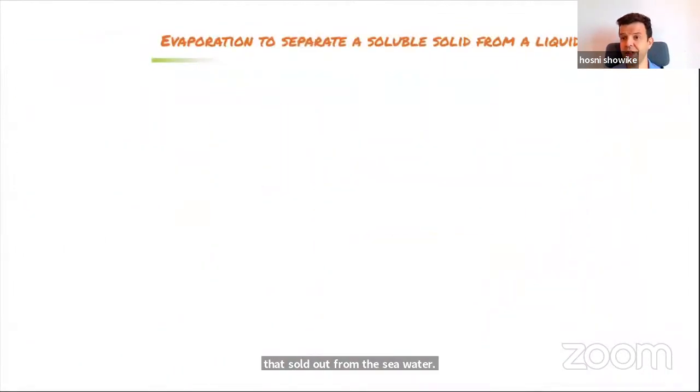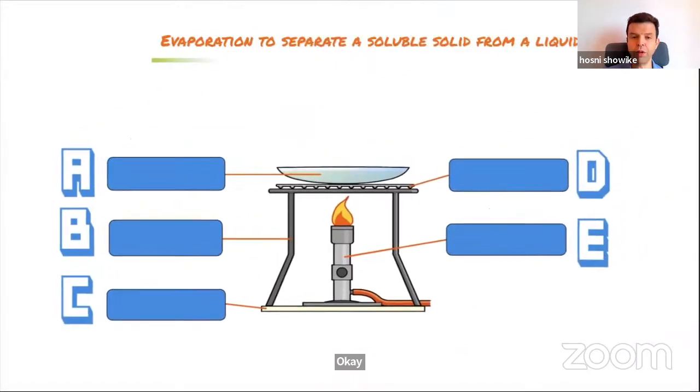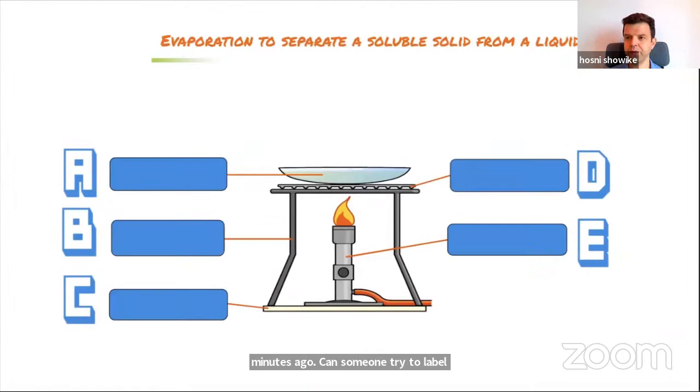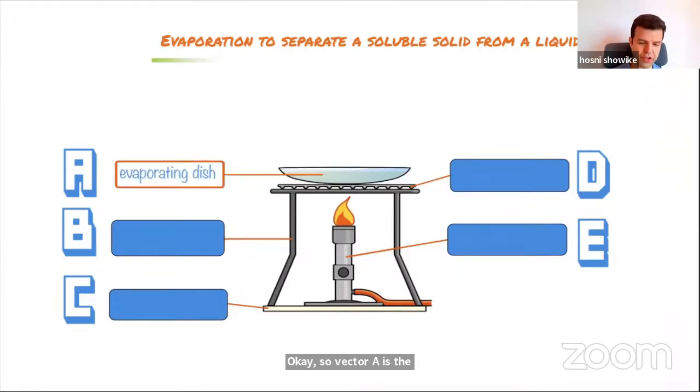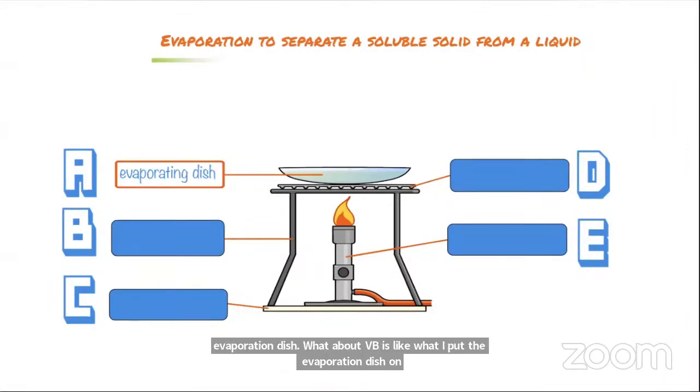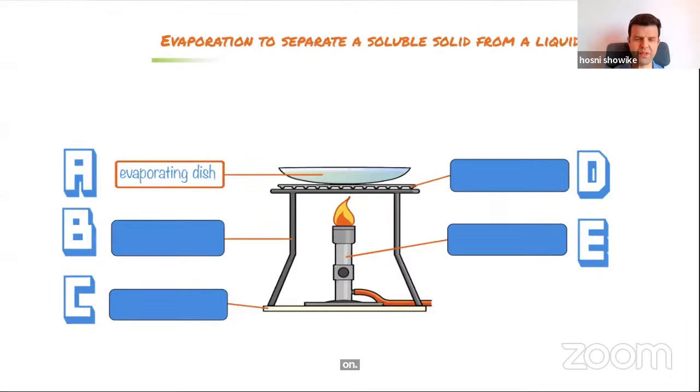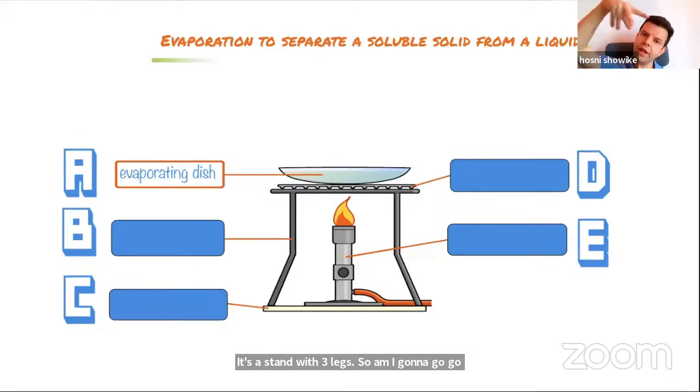Now, just like what Saif did a couple of minutes ago, can someone try to label this equipment? Someone who maybe didn't speak today. Freddy? Yes, Master. If you could just raise your voice so I can hear you. Okay, so letter A is the evaporation dish. Evaporation dish. What about B? B is what I put the evaporation dish on. Is it the stand? What's it called? It's a stand with 3 legs. So what am I going to call it? I call 3 legs a tri. Usually I use the word pod, tripod.